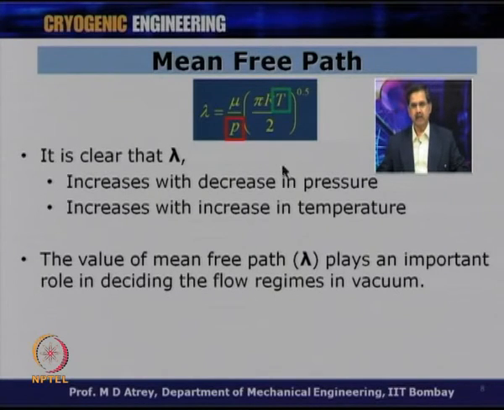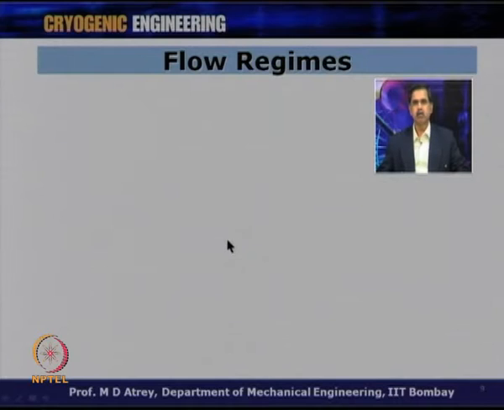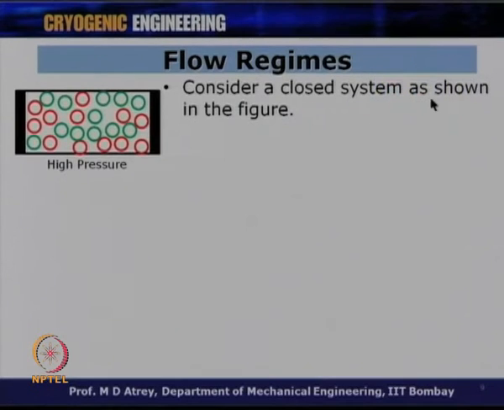So, this lambda is a very important parameter which decides these different flow regimes in vacuum. Similar to the fact that we have got different flow regimes in the continuum region, we have got different flow regimes in vacuum also. So, let us see what is this flow regime. Consider a closed system as shown in the figure, and there are different molecules. Let us say at high pressure, compared to atmospheric pressures, we have got different molecules cramped together in a given space or given volume.